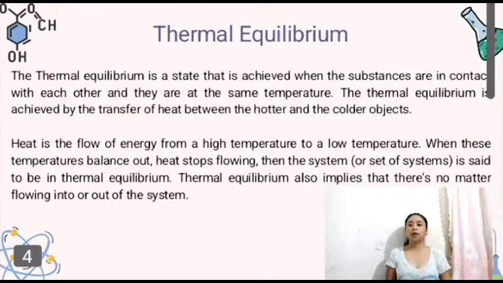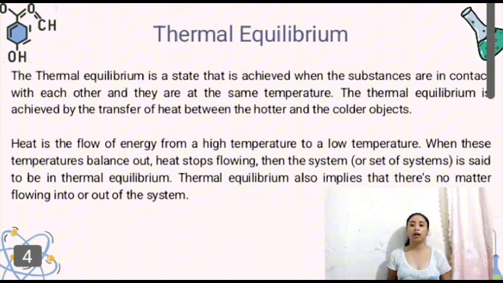Thermal equilibrium. Thermal equilibrium happens when two objects that are touching or in contact have the same temperature. When a hot object touches a cold object, heat flows from the hotter one to the colder one. This continues until both objects reach the same temperature, and that is when thermal equilibrium is reached. At that point, no more heat flows between them because they are already equal in temperature.